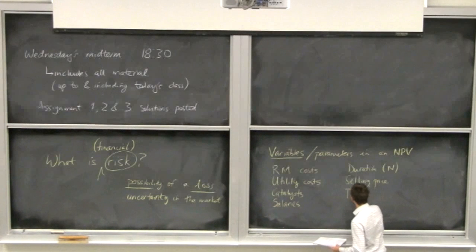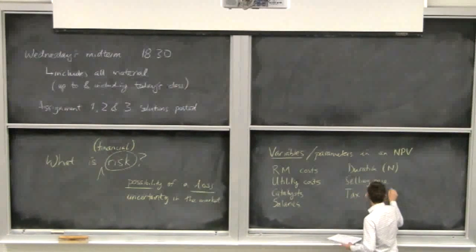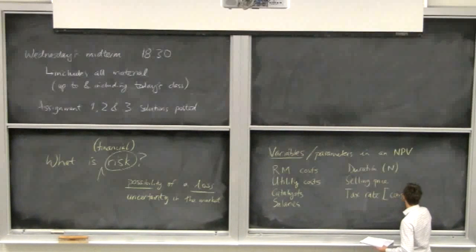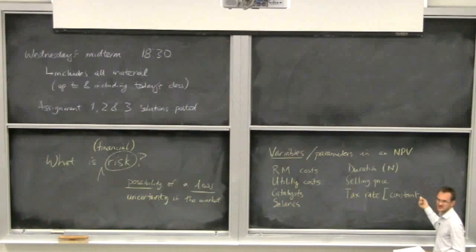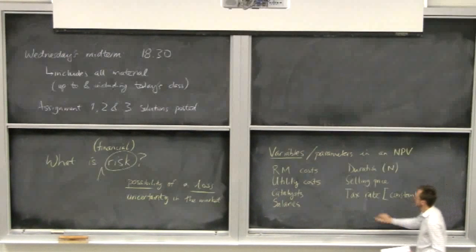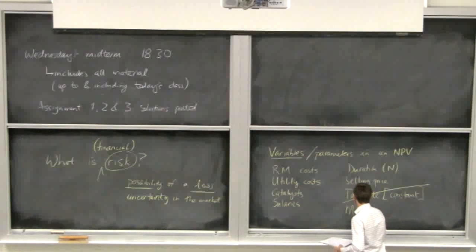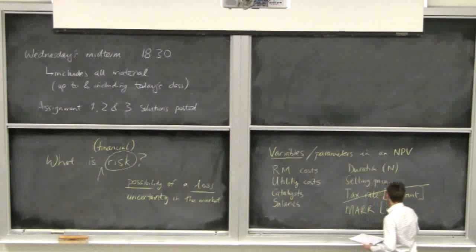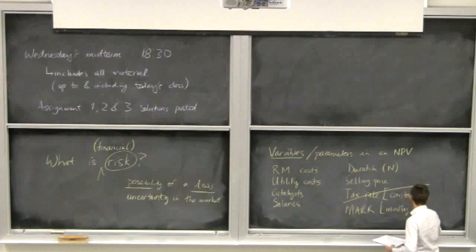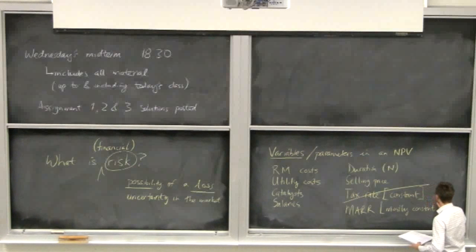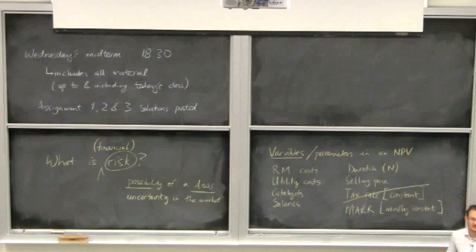The tax rate, I would put here, is almost constant, right? And you really shouldn't be doing too much of a sensitivity analysis on that. Okay. Same for MARR, unless you're in an environment where that is definitely varying. Okay. And there might be a few other things.